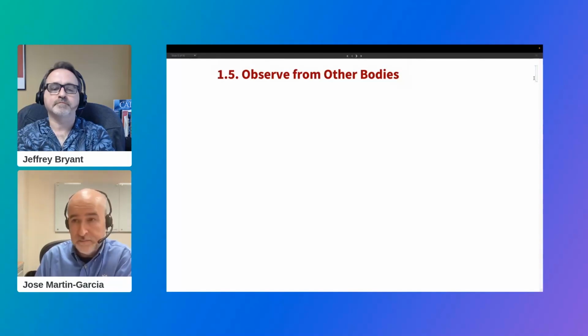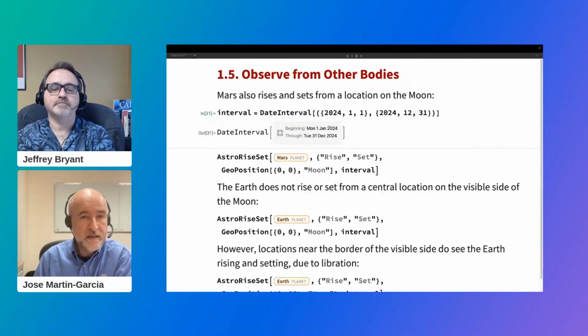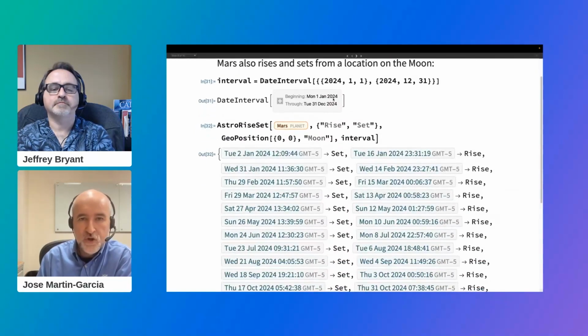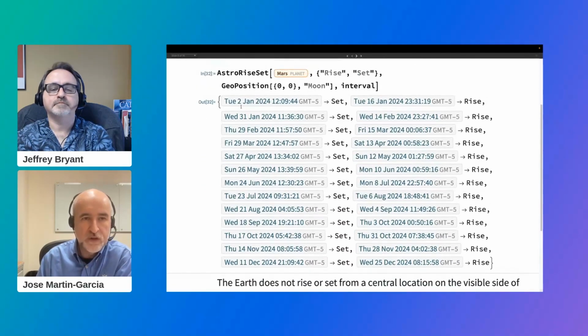And we can observe from other bodies. For example, let's take this interval from beginning of 2024 to the end of 2024, and we are going to compute when Mars rises and sets as observed from this location on the moon, which is like the center of the disk of the moon, observed from the Earth, more or less. And so during that whole year, it happens multiple times. Now, of course, because the moon rotates slower, you see that the rises and sets are separated like 2 weeks apart.